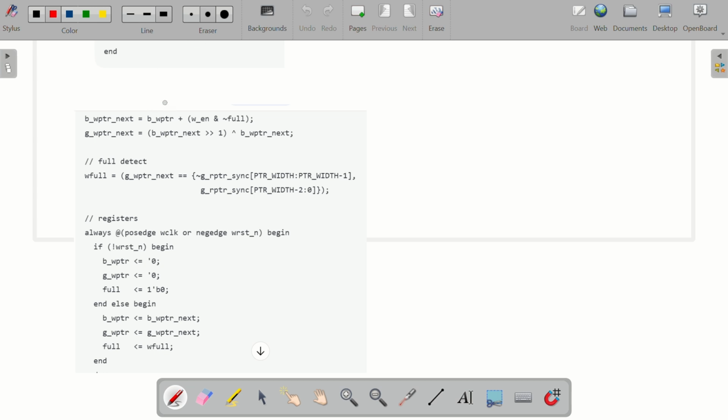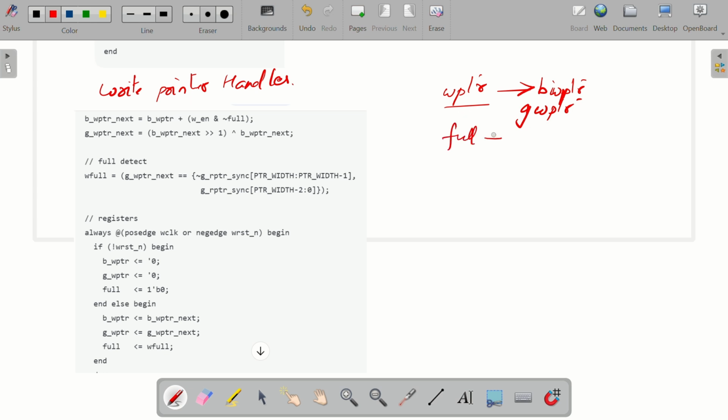So let's move on to the next part of the pseudocode, which is the write pointer handler. This is the pseudocode for the write pointer handler. Now, we have seen in the architecture that the W pointer, that is the write pointer, is available. Since this is a binary write pointer, it can be easily converted to a gray write pointer. In order to calculate the full flag, we need both the write pointer as well as the read pointer.